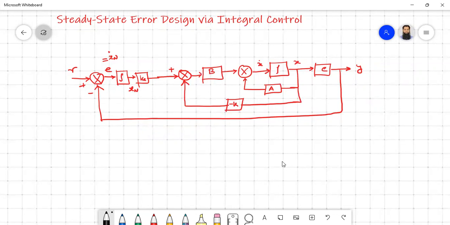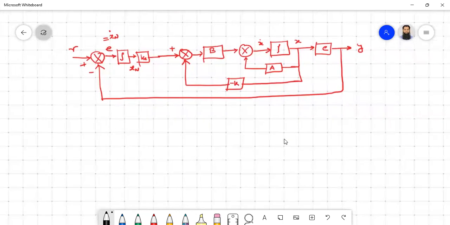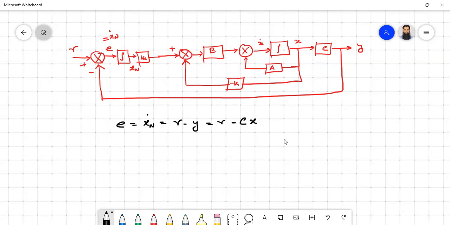Okay, so let's start with the derivation. So we start with the error. Error E is basically our new state xn dot, equal to r minus y, and we know that y is Cx. So we have to be careful about the notation that this is a matrix, this is a vector in general, but for simplicity, we can also sometimes avoid the notations.